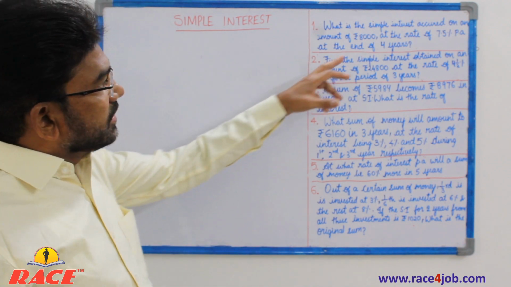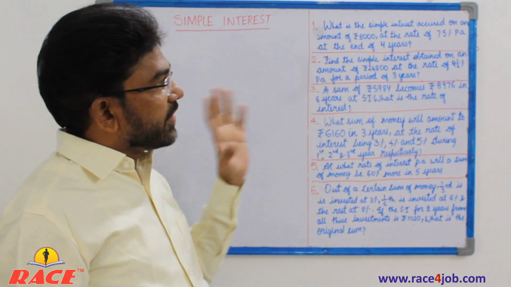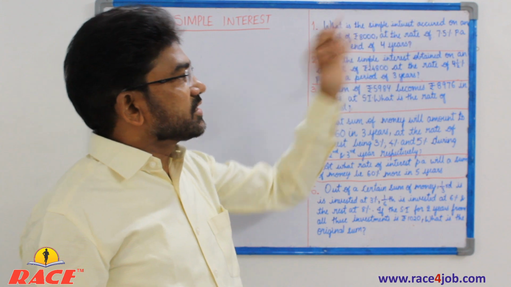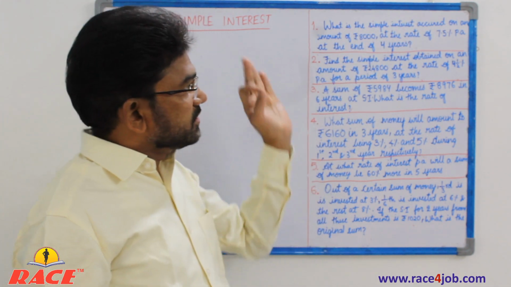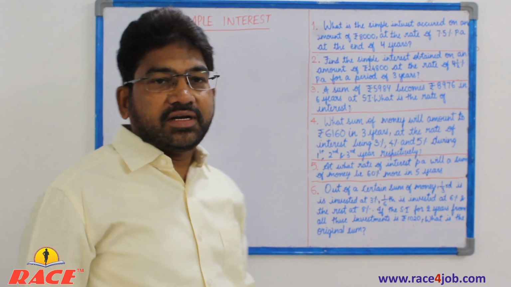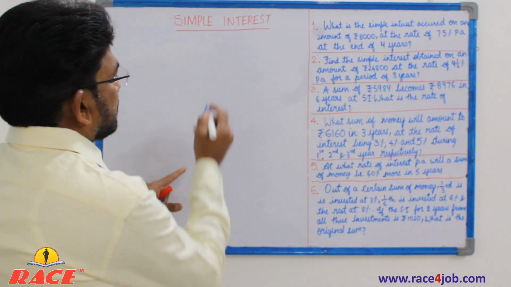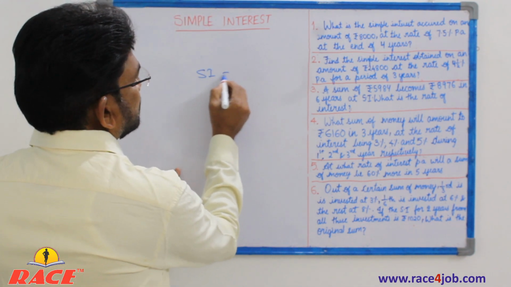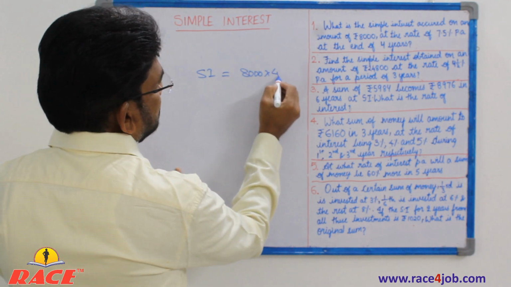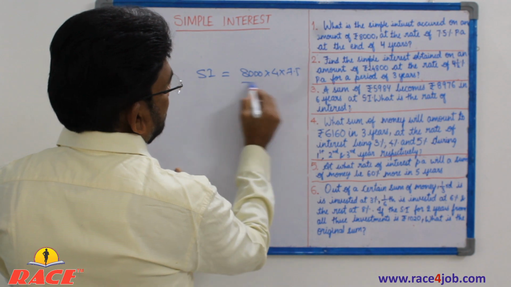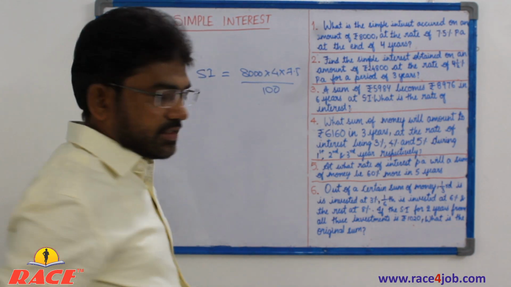And he has given 8,000 rupees as the amount, the rate of interest is 7.5%, and the time is 4 years. So principal is there, rate of interest is there, and time is there. We can find out simple interest. Simple interest is nothing but, just now I said, PTR by 100: 8,000, time is 4 years, rate of interest 7.5 by 100. You simplify, you will get the answer.